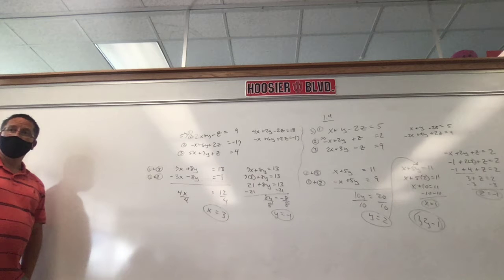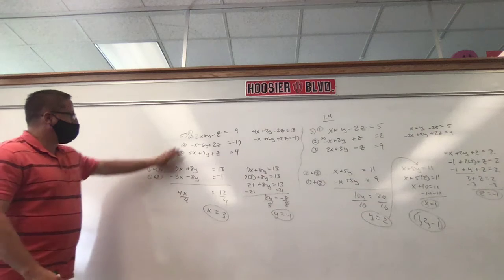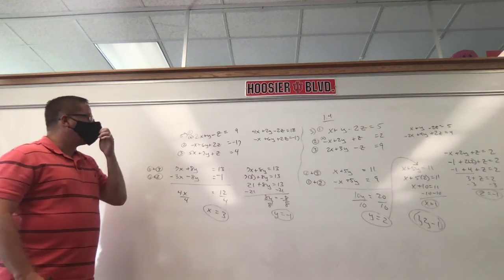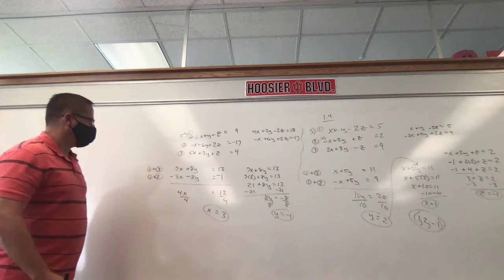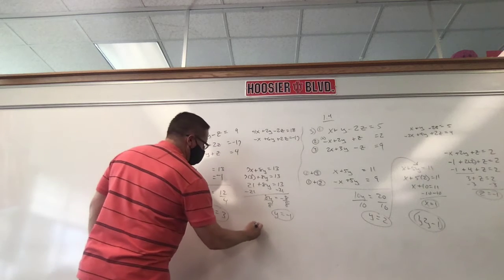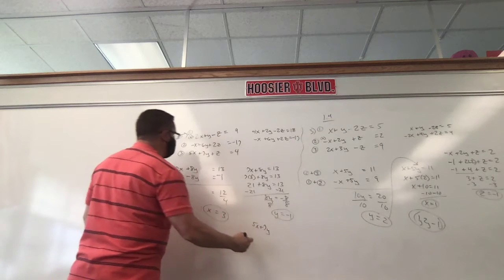All done? No. Got to find z. We have to go back to one of these equations. It doesn't matter which one we pick. I'm going to use this bottom one. 5x plus 7y plus z is 4.